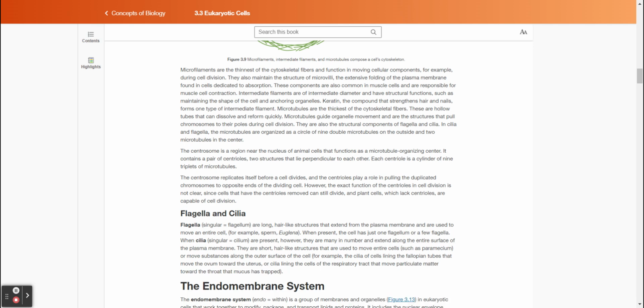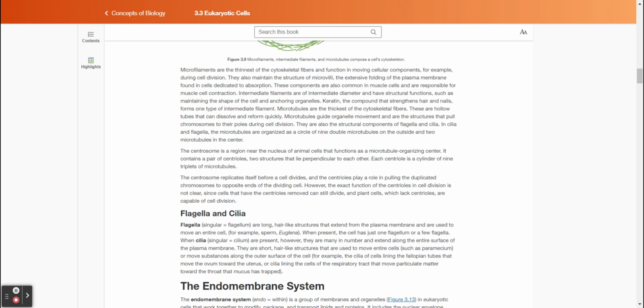Intermediate filaments are of intermediate diameter and have structural functions, such as maintaining the shape of the cell and anchoring organelles. Keratin, the compound that strengthens hair and nails, forms one type of intermediate filament. Microtubules are the thickest of the cytoskeletal fibers. These are hollow tubes that can dissolve and reform quickly. Microtubules guide organelle movement and are the structures that pull chromosomes to their poles during cell division. They are also the structural components of flagella and cilia.